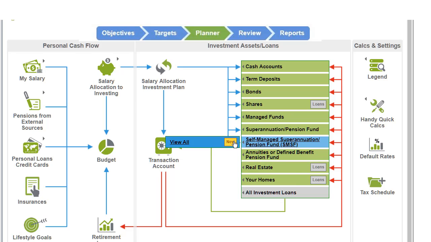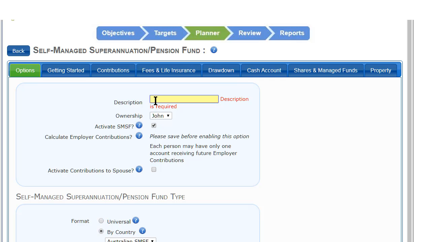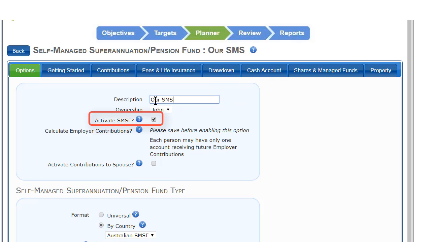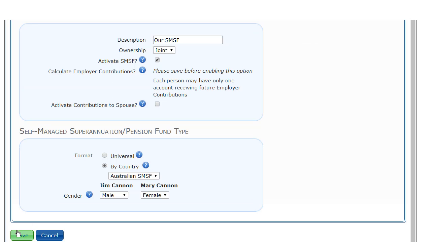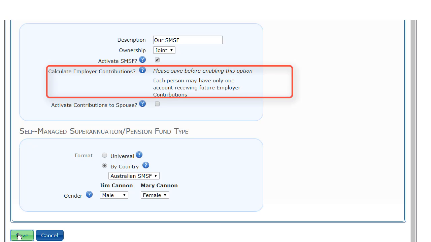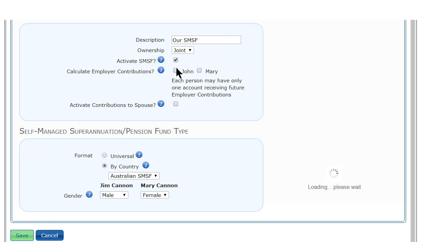Now we are ready to activate the self-managed superannuation fund. Note that the fund needs to be activated. As the fund is to receive the employer contributions, this option also needs to be activated for both partners. John will make spouse contributions.